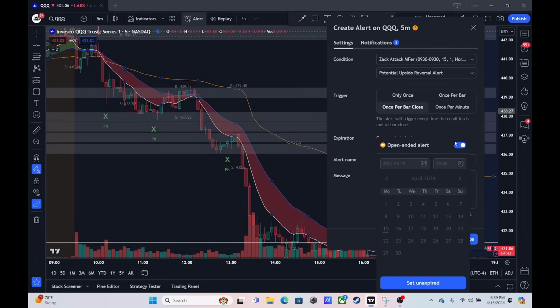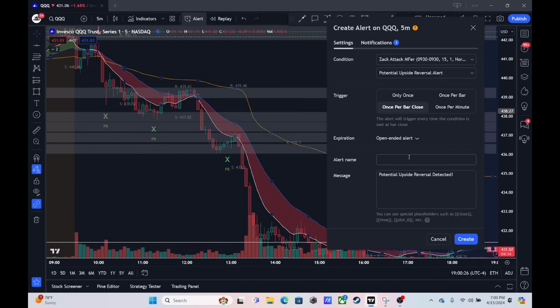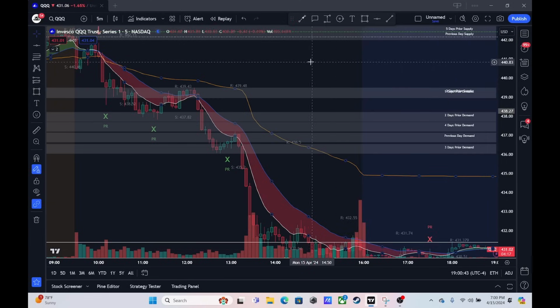Now, you might need a higher level of TradingView. It might restrict you to like 1 week or 1 month at a time, but then once it expires, just renew it again. You don't necessarily need to have an open-ended alert. And you can title it whatever you want. So I might want to title this QQQ 5-minute upside PR. There's already a default message that I have coded in place, but if you want, you can add some more descriptors to it, like maybe QQQ 5-minute, and then you can hit create, and then boom, your alert is there.